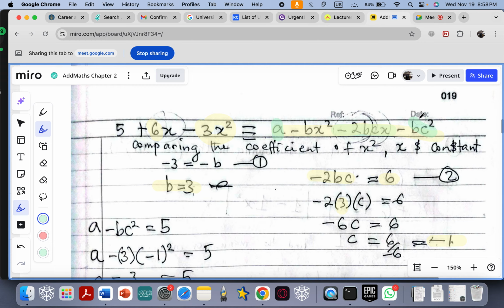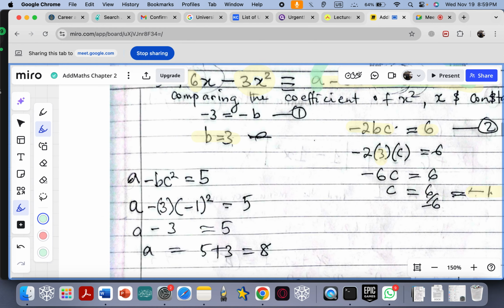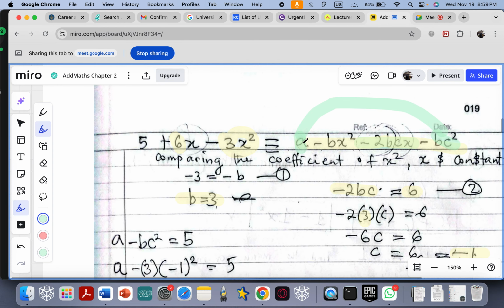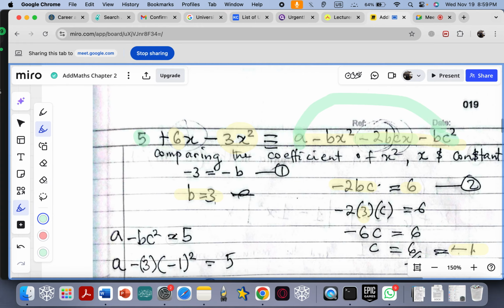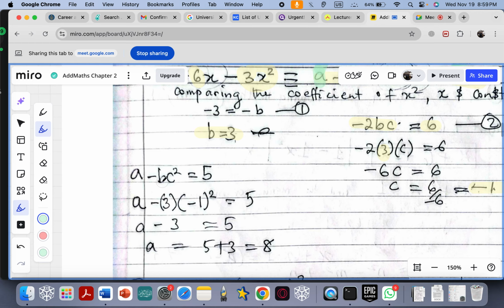So you put this and this together, and you equate it to 5. So that's what we did here. We say a minus bc squared is equal to 5. This a minus bc squared is equal to 5.